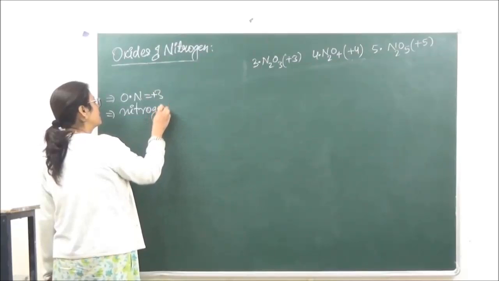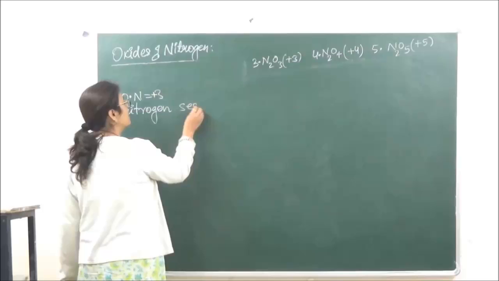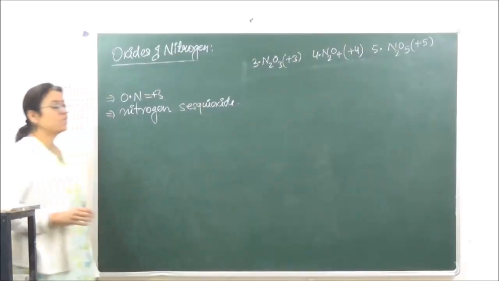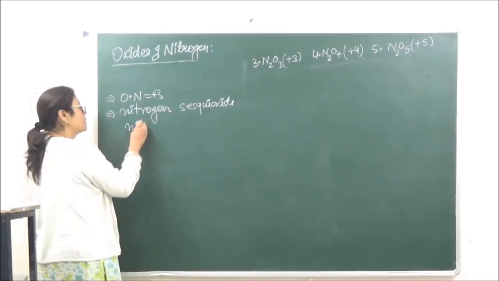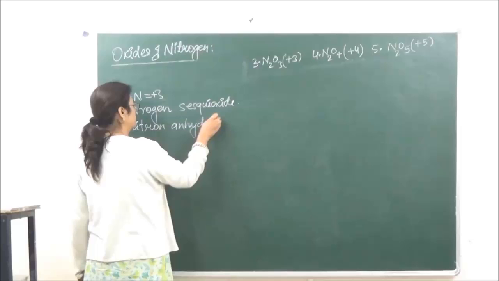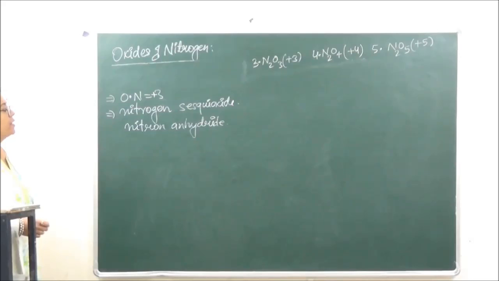nitrogen sesquioxide. This is known as nitrogen sesquioxide, and it is also known as nitrogen anhydride. Nitrogen anhydride. ठीक है? Now when we're looking at this, let's go on to the preparation first.